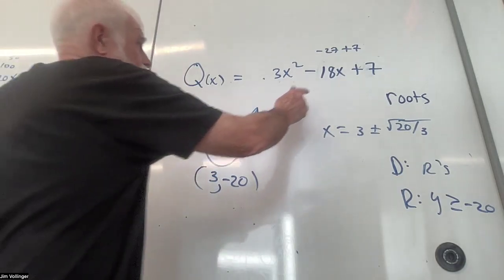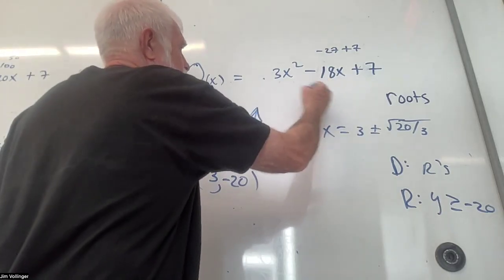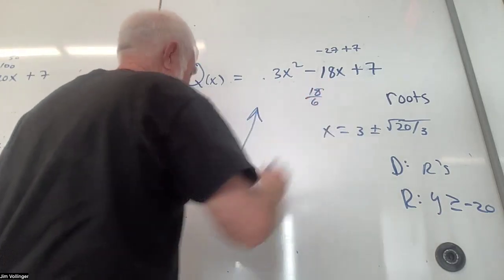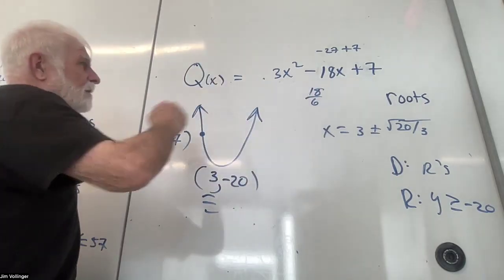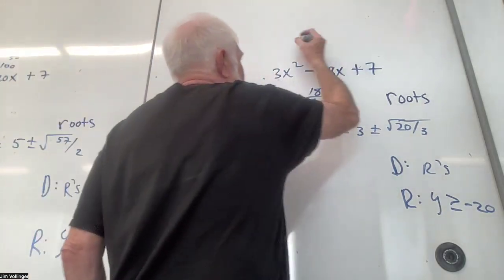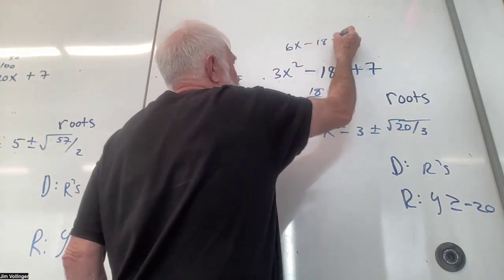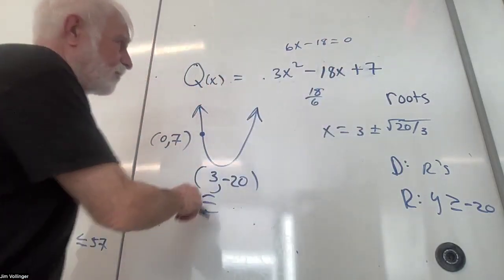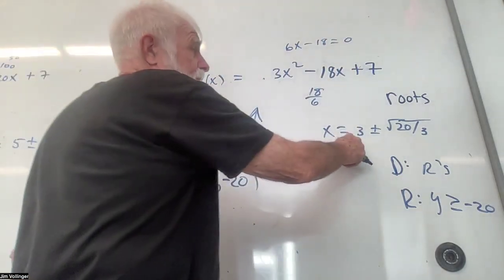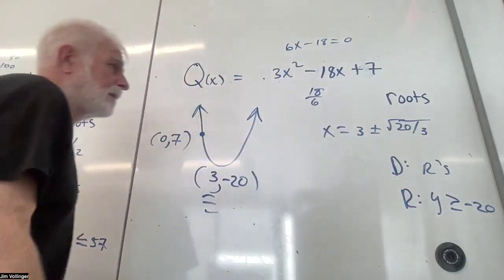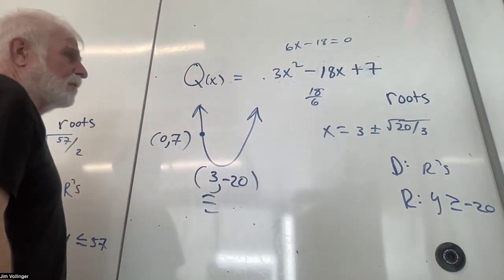Anyway, so minus b, 18, divided by 2a, 6. Okay, so that corroborates that. So what I did in my head was 6x minus 18. I did it that way this time just to get that 3, which means you could have just written this immediately.